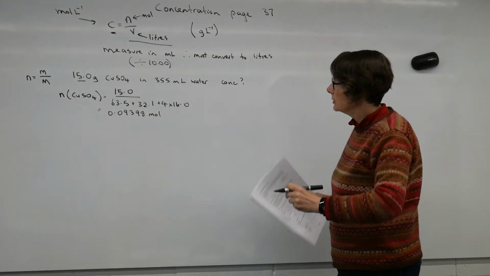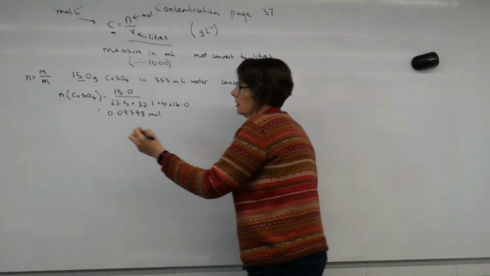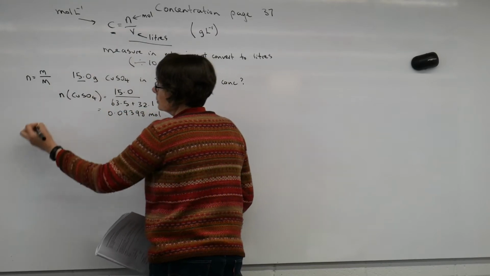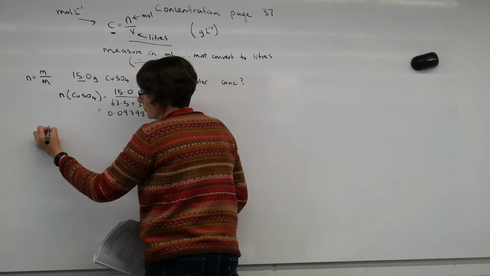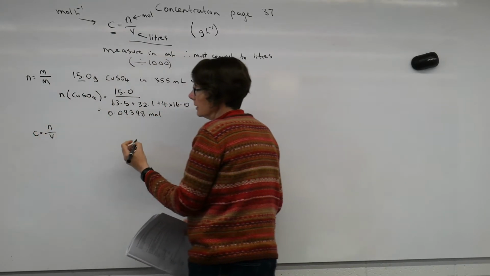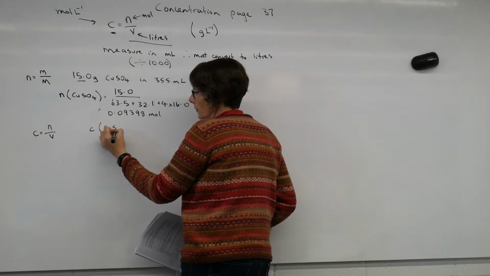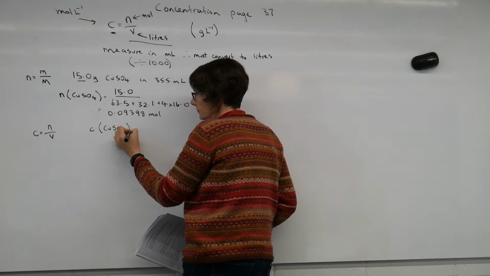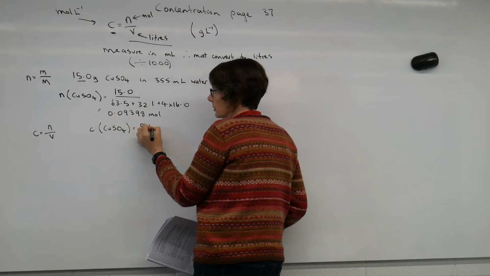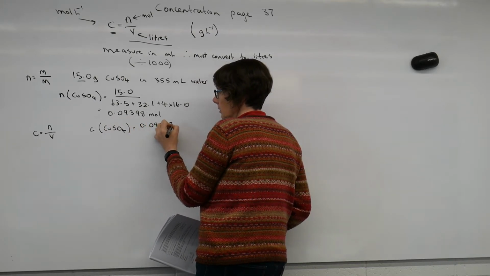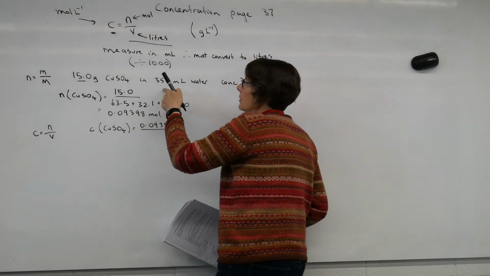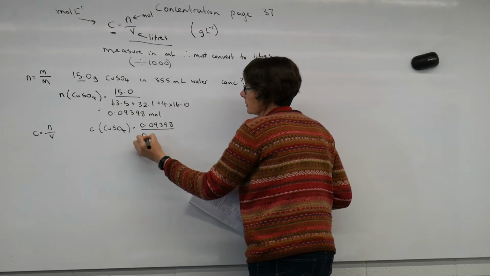And we're asked to find the concentration, and we're going to use this relationship up here, moles divided by the volume in litres. So the concentration of the copper sulfate is the moles divided by the volume in litres.